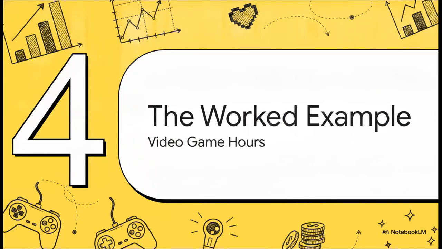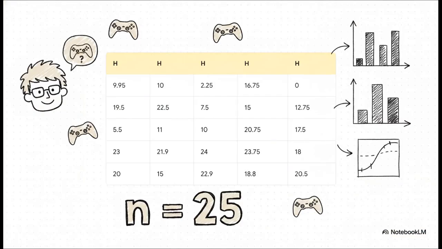Section 4, the worked example. Okay, let's actually put these tools to the test with a real-world example. Take a look at this raw data set. A researcher went and asked an 8th grade algebra class how many hours they spent playing video games over the weekend. We've got 25 data points here, so our n equals 25.